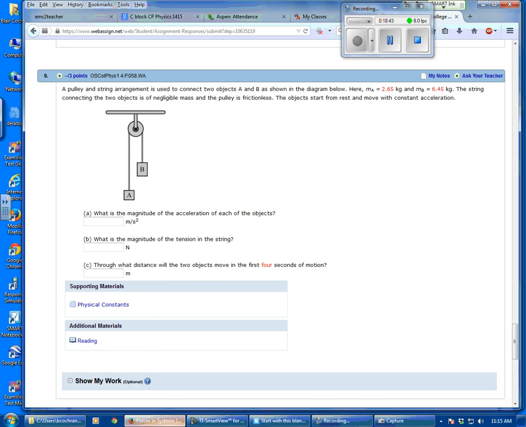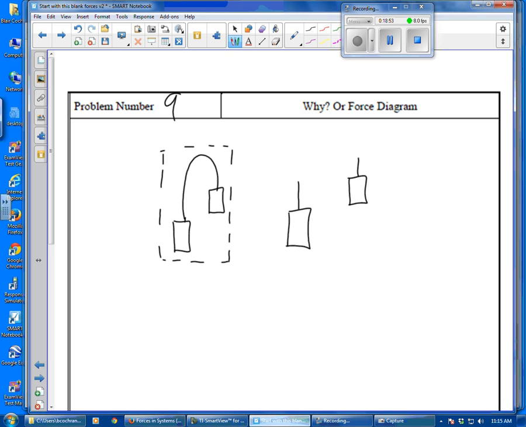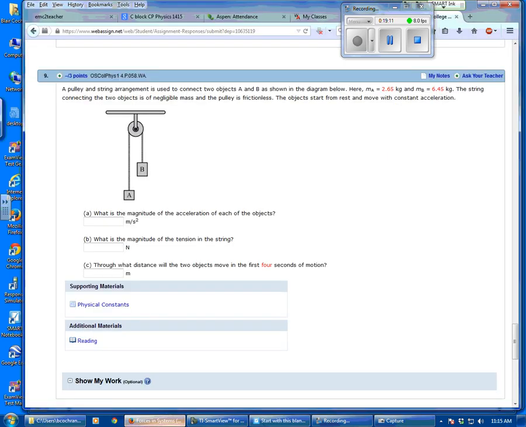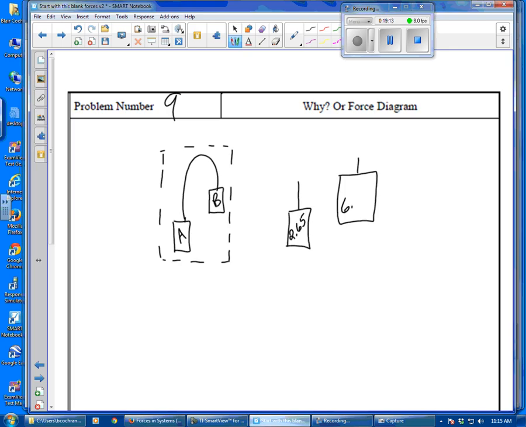Let me get some. Let's see. A has 2.65 and B is larger, so this is 2.65, and my larger one, maybe I should draw it larger. This is A and this is B, is 6.45. Now, which way is this going to accelerate?